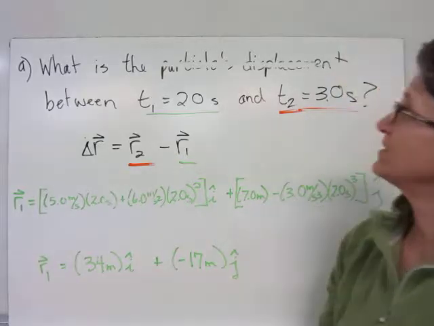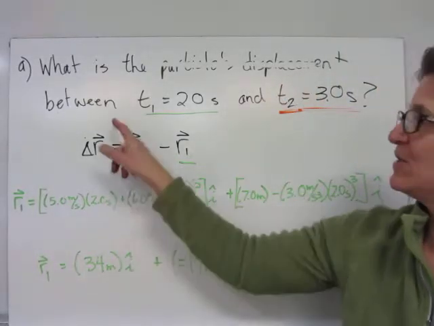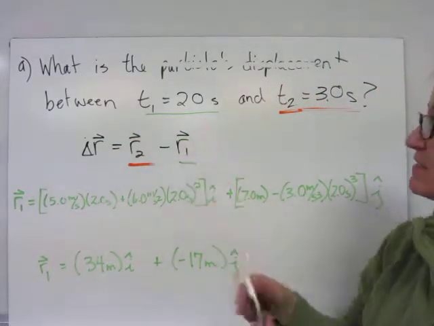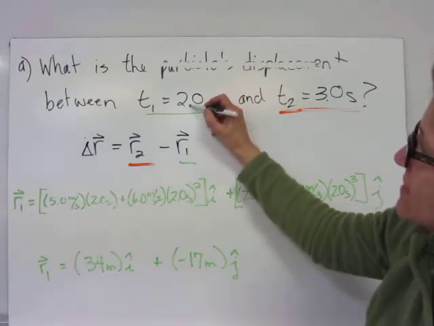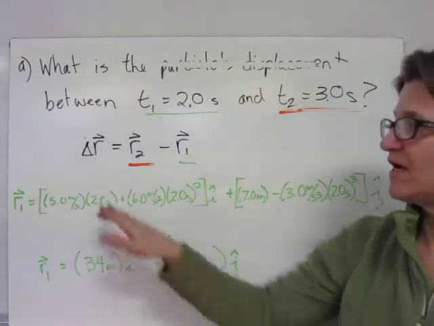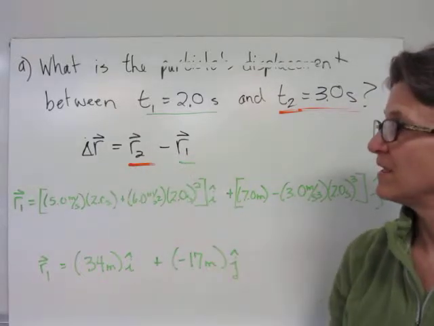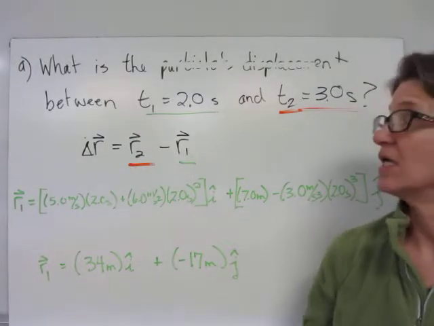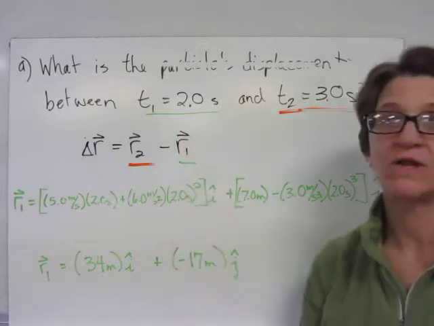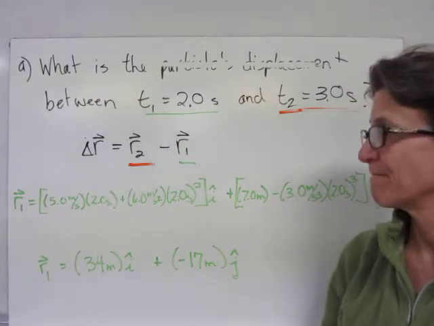So, what is the particle's displacement between time 2 seconds and time 3 seconds? So we're finding the change between R2 and R1. So the first thing we need to do is plug in 2 for our t variables.